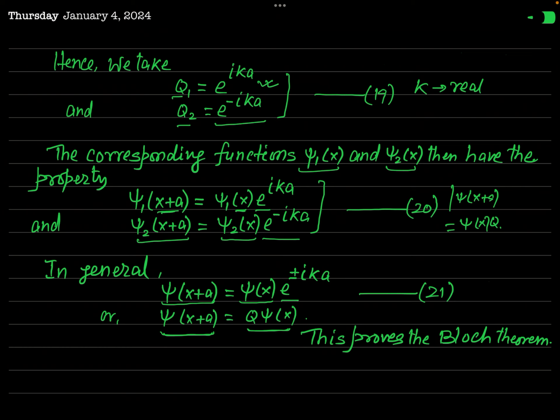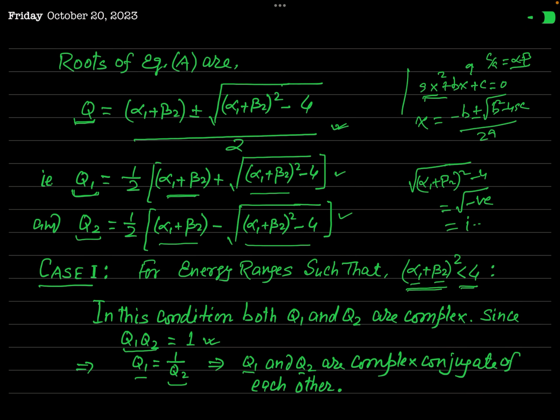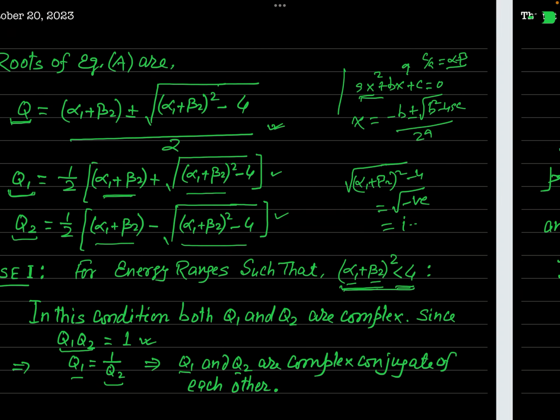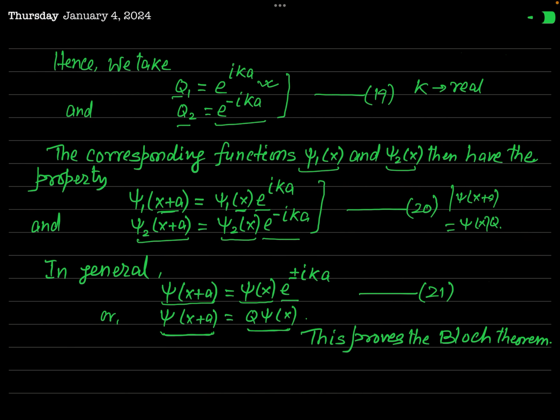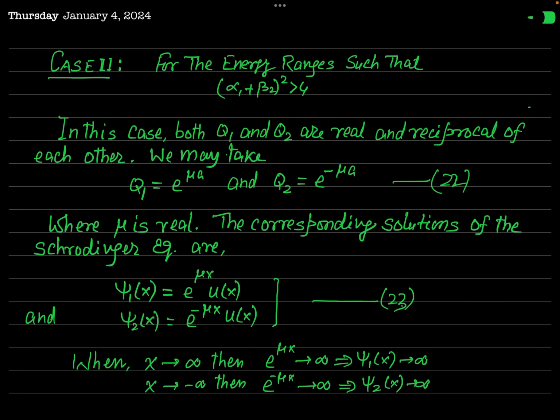Okay. So the electron in the crystal can exist in an energy state for which this condition is satisfied. Actually, that energy range is called the allowed energy band. We will see this fact later on. But now let us see another situation.